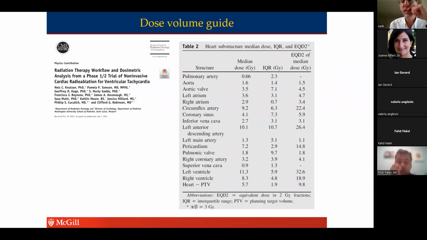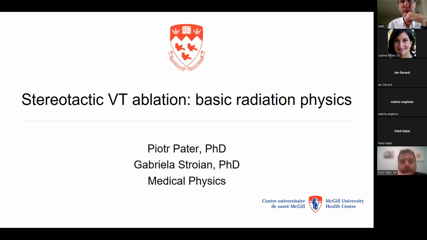So here we are at McGill, giving it a go ourselves, and we were using their median doses to these structures as a guide to help us in our planning process, striving to at least come as close as possible to respecting the median doses that were delivered to these structures. Hoping, of course, that based on the very positive experience at WashU, with very little toxicity reported, achieving the same sorts of median dose, respecting these dose constraints on these structures, would give us very safe results for our patients as well. So there we go. I think that was my last slide.